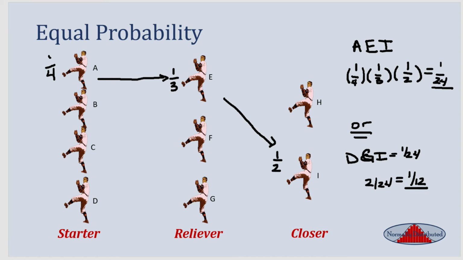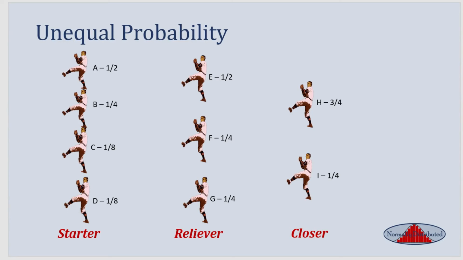So we know in life things are not always equal, right? And so a coach will not always have an equal probability of picking his 4 starters, his 3 relievers, and his 2 closers. Usually, what a coach will do is he has his favorites. He will pick who he thinks is going to be the best against a certain team. So let's go ahead and take a look at the probabilities that we have listed here in our probability tree.